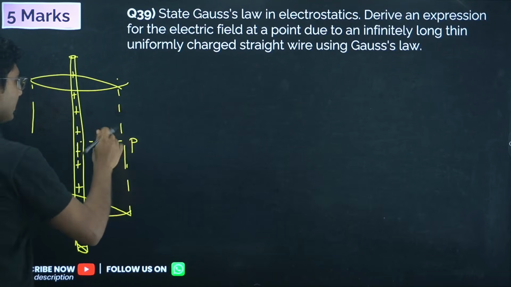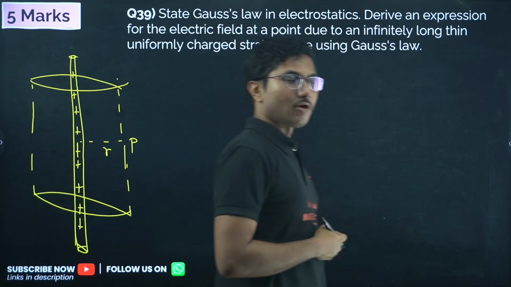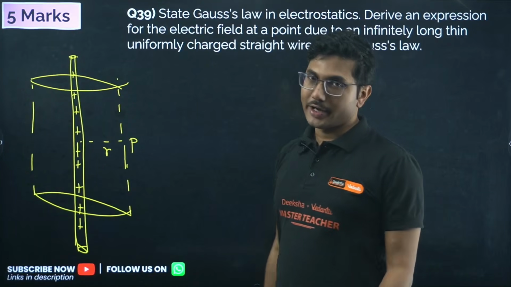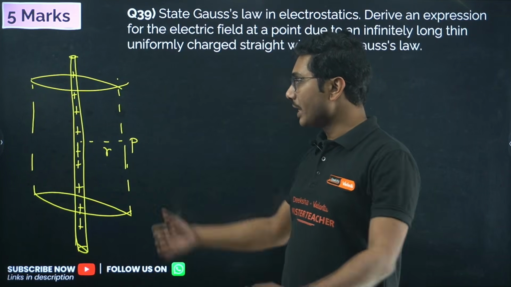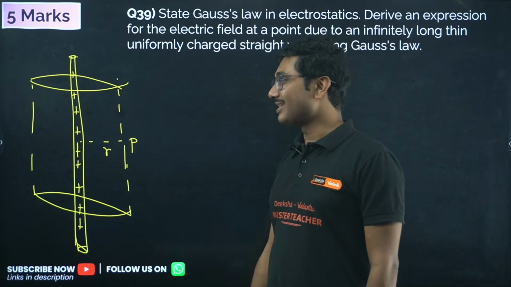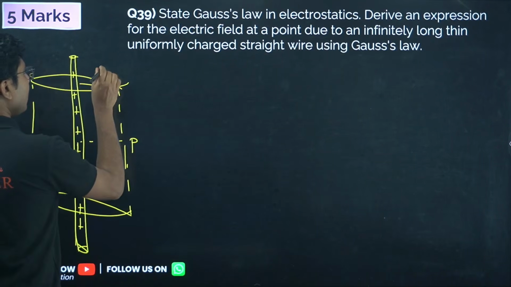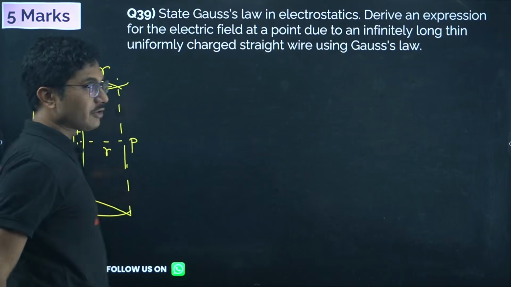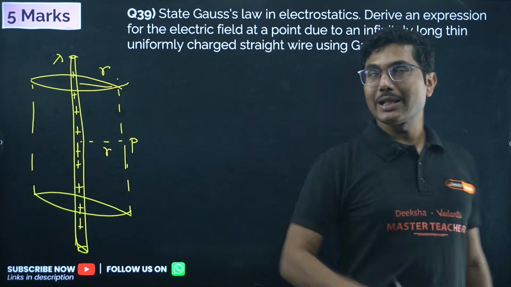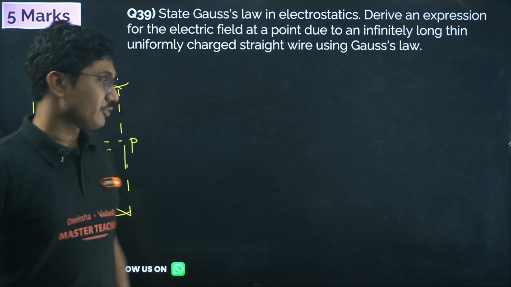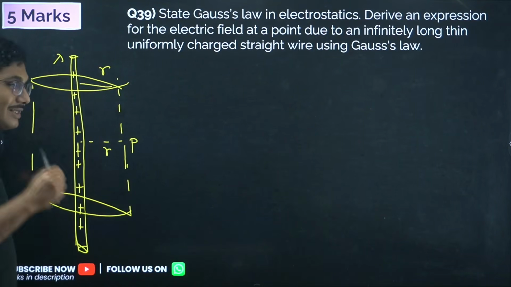Now you have to write: let us consider a point P at a distance r from the straight current carrying wire, and we are trying to find the electric field at this point P. To do that, we have to construct a cylindrical Gaussian surface of radius r. The line charge density on the wire is given by lambda. So you have to construct the Gaussian surface, and also mention that in the text.